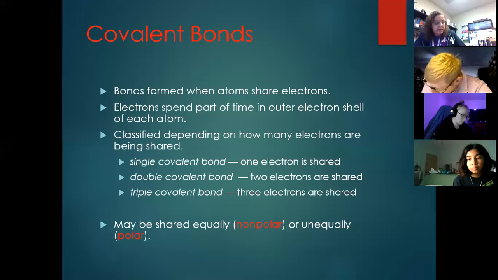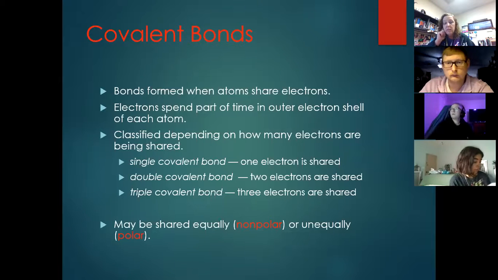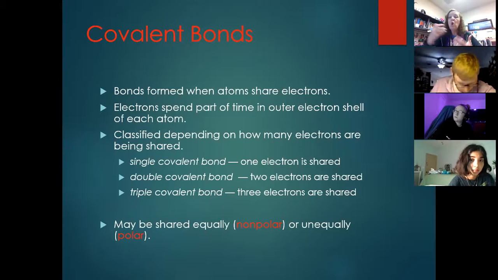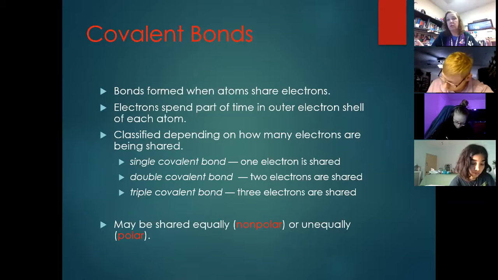So sharing is caring, caring is covalent. We can share more than one electron. We can share 1, 2, 3 electrons. And so that would be our single, double, and triple covalent bond. And again, we can share them equally, where we don't have any difference in the charges. Everyone is the same. Or we can share them unequally, which gives us polar. And remember, the word polar just means a difference in charges. Non-polar means no difference in charges.